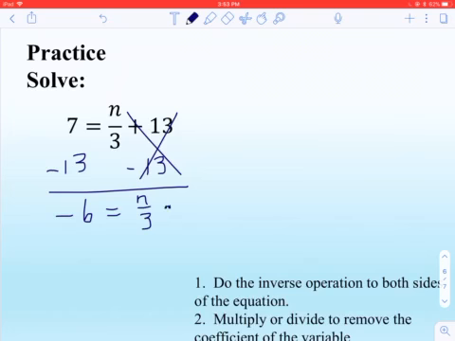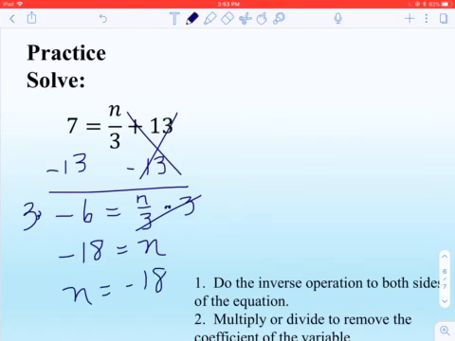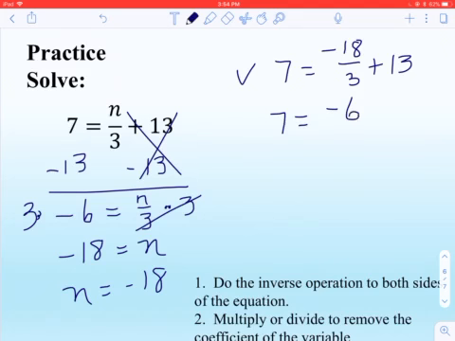So you're going to multiply both sides of the equation by 3. The 3 divided by 3 cancels out. That equals 1. So I have negative 18 is equal to n. Now again, you can always write it as n equals negative 18. So for my check, I go back to the original problem. 7 equals negative 18 divided by 3 plus 13. So I have 7 equals negative 6 plus 13. And negative 6 plus 13 does equal 7, so 7 does equal 7. True statement.